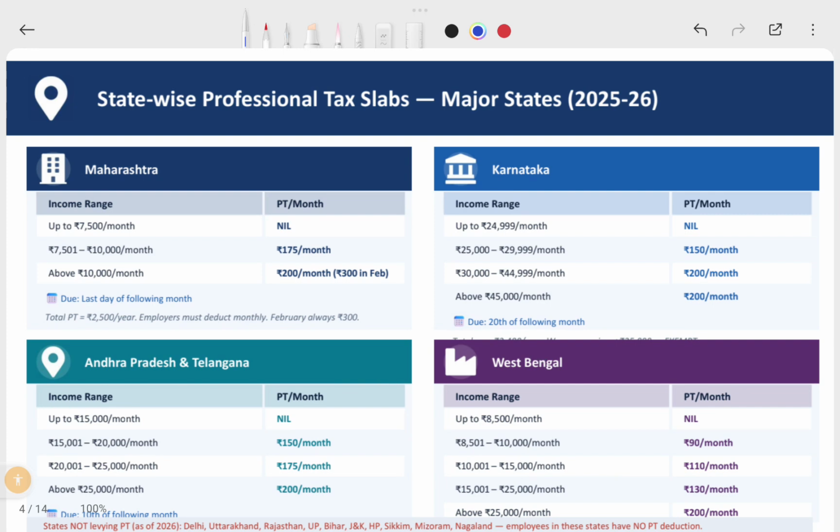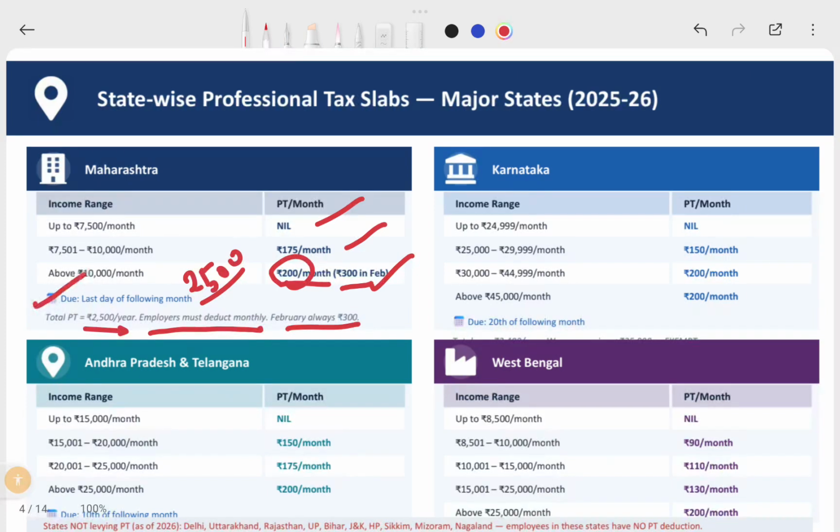Some major states' slabs I have given here. If you are in Maharashtra, up to 7,500 it is nil PT, 7,500 to 10,000 is 175 per month, and more than 10,000 is 200 per month, and for February 300, because the maximum PT payable per year is 2,500 only. If you multiply 200 by 12, you get only 2,400. So in February we need to increase by 100 and deduct a total of 2,500 per year. The employer must deduct this monthly, and pay within the due date of the next month.